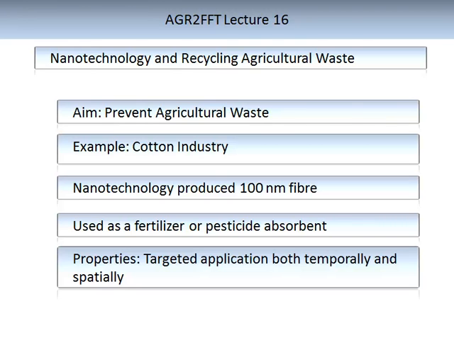With the use of newly developed solvents and a technique called electrospinning, scientists have produced a 100 nanometer diameter fiber that can be used as a fertilizer or a pesticide absorbent. These compounds are high-performance absorbents that allow targeted application at both desired times and across desired locations, thus significantly improving the efficiency of the compound.